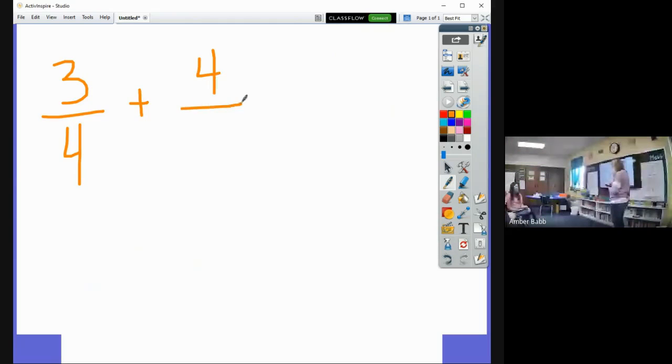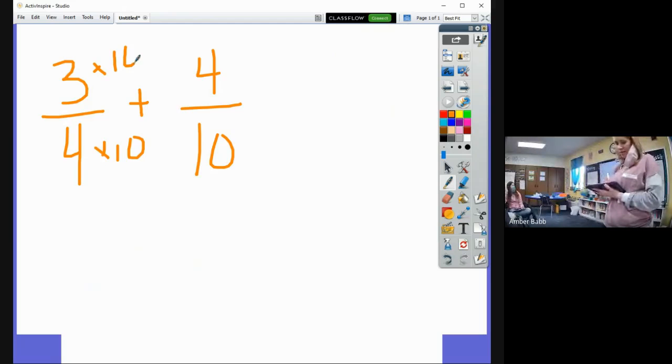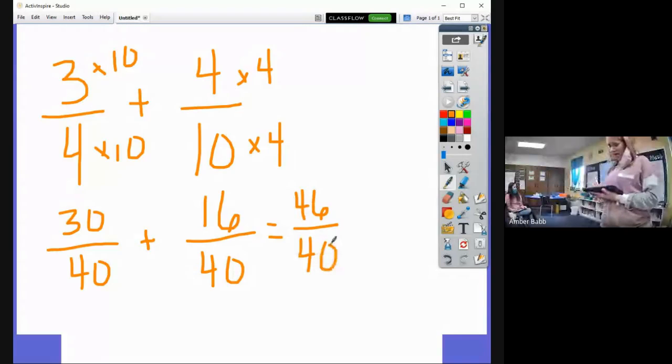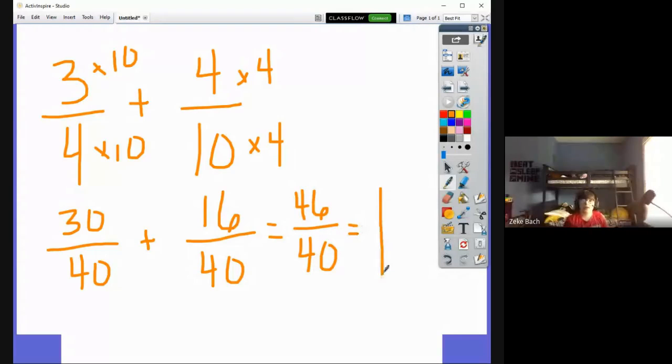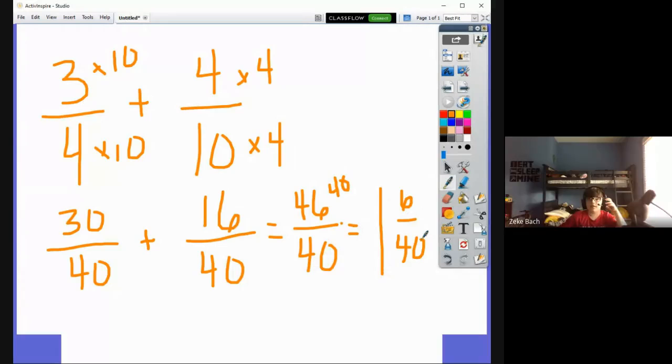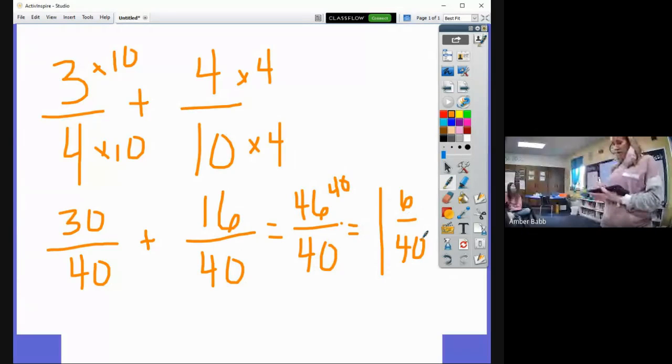3/4 plus 4/10. Let's see here if I can take this to anything. 40 is going to be the quickest, easiest thing to take it to. So this side I'm going to multiply by 10, which gives me a 30 and a 40. This one I'm going to multiply by 4, which gives me 16/40ths. So when I add 30 plus 16, I get 46 over 40. How many times does 40 go into 46? 1 and 6/40ths. But I'm not going to leave that 6/40ths, because you can reduce it down by 2. If I divide them by 2, 6 divided by 2 is 3 and 40 divided by 2 is 20.